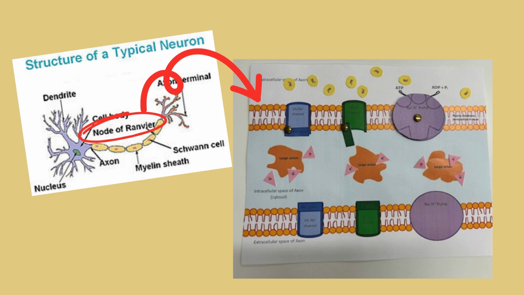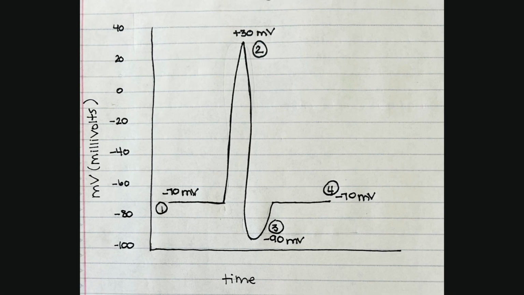Let's take a look at the process of action potential. This graph indicates millivolts, 1/millionth of a volt, and time. The number 1 represents the resting membrane potential. Number 2 is the beginning depolarization. 3 is repolarization, and 4, hyperpolarization.